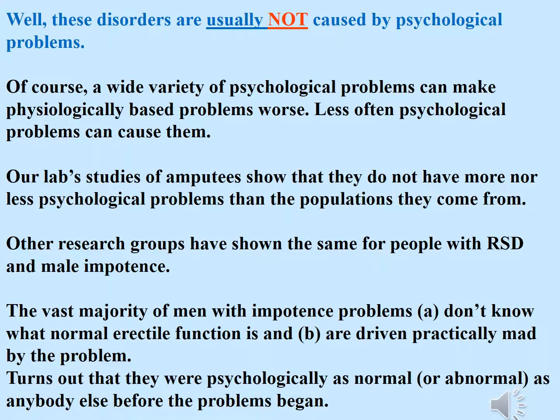Our lab studies of amputees show that they do not have more nor less psychological problems than the populations they come from. Other research groups have shown the same for people with RSD and male impotence. The vast majority of men with impotence problems don't know what normal erectile function is and are driven practically mad by the problem. Turns out that they were psychologically as normal or abnormal as anyone else before the problems began.